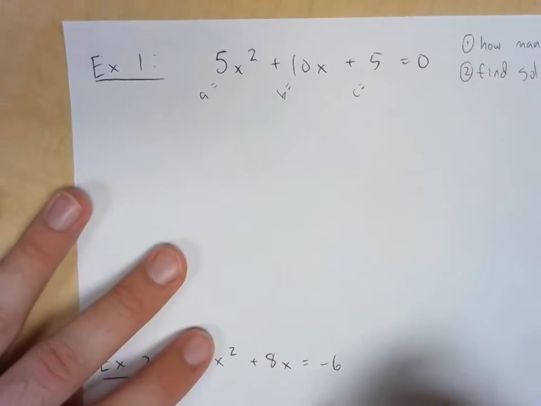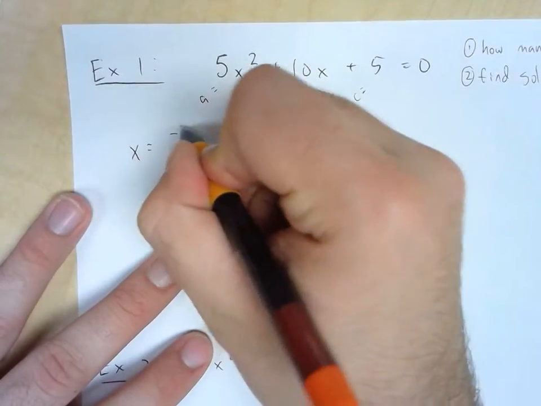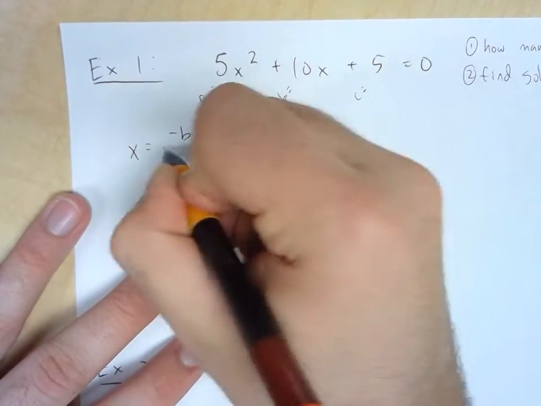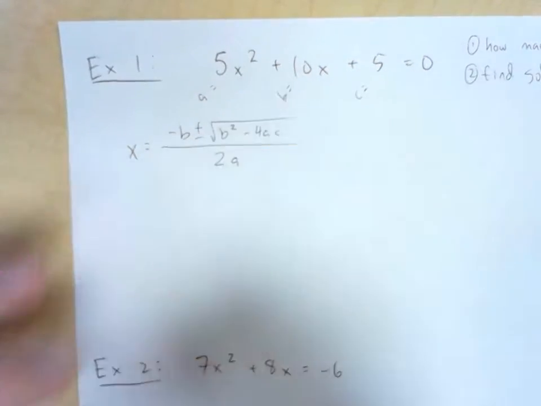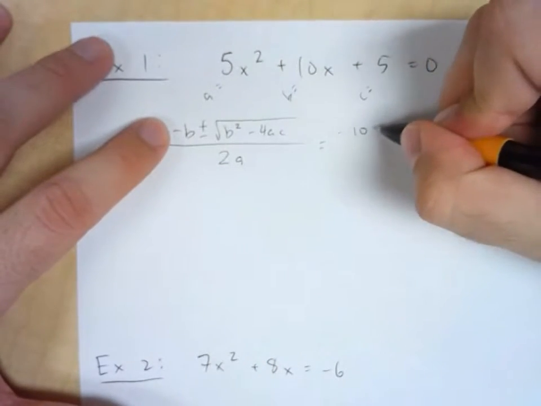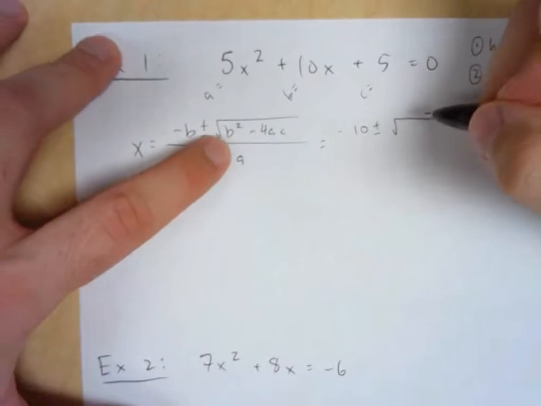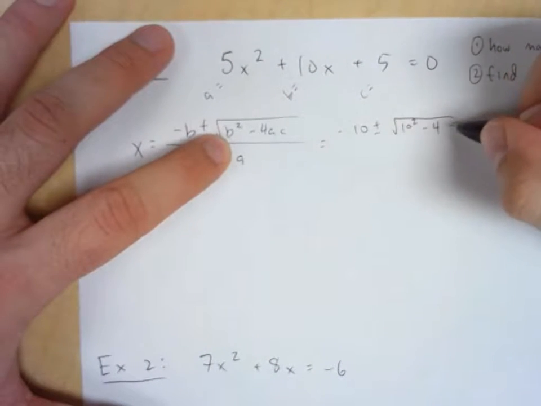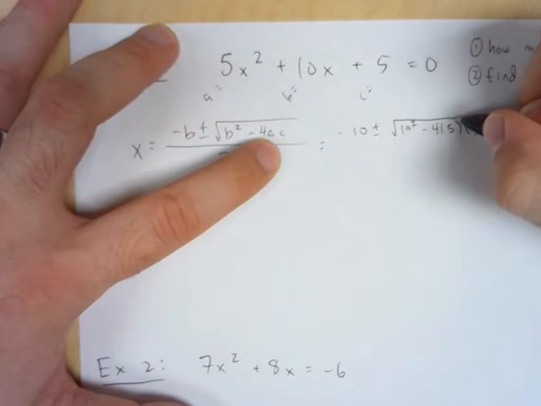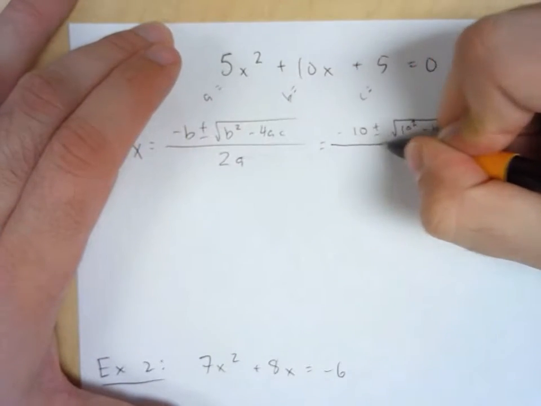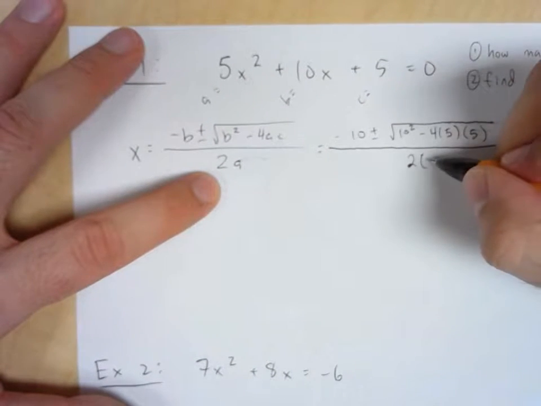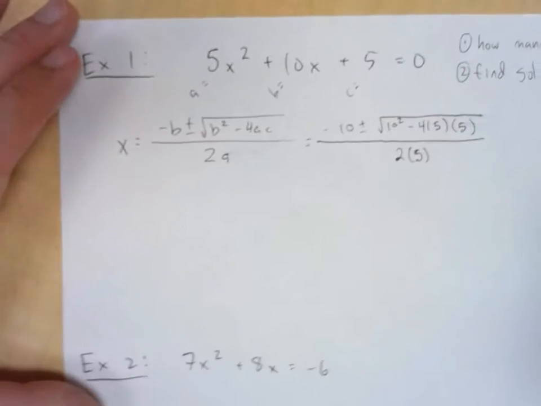So I'm going to write down the quadratic formula. x equals negative b plus or minus square root of b squared minus 4ac, all divided by 2a. All right, let's substitute in. So we have negative 10 plus or minus the square root of 10 squared minus 4 times 5 times 5. Don't forget to bring that square root all the way over. And our division line goes all the way underneath everything, all divided by 2 times a, which is 5.